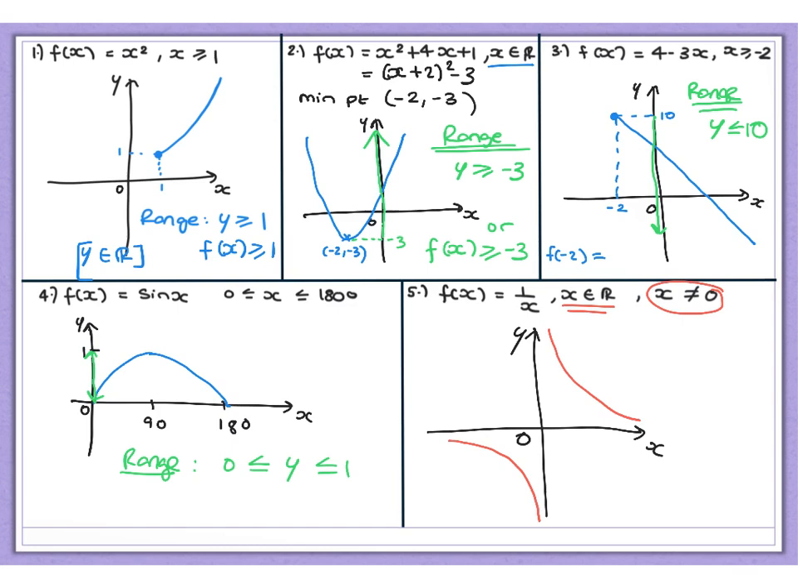And the range of y values, well, if you look at the axes, the y-axis in particular, you can have any y value you want apart from this value here at 0. So our range is y can be any real number excluding 0, so y cannot be equal to 0.